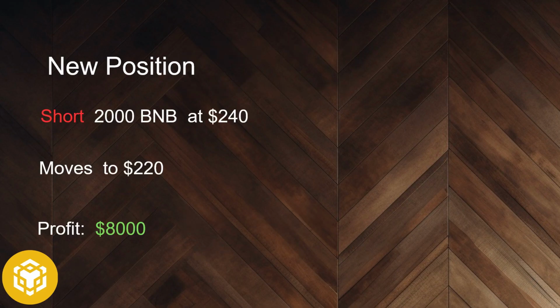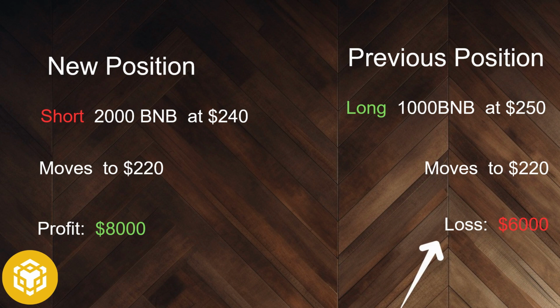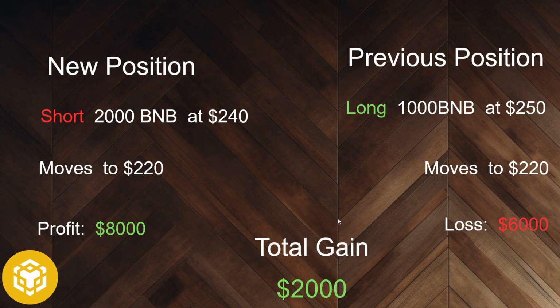This is how my new position would be. Let's say I now bought the 2000 BNB at the price of 240 instead of 250 and it moves to 220. It means my profit here will be 8,000, and this is my previous position that is still in loss, which I bought at $250. When it moved to 220, at the same price as the new position I took, you will see that my total loss here will be 6,000 and then my total profit of the new position will be 8,000, which will give me a total gain of 2,000.